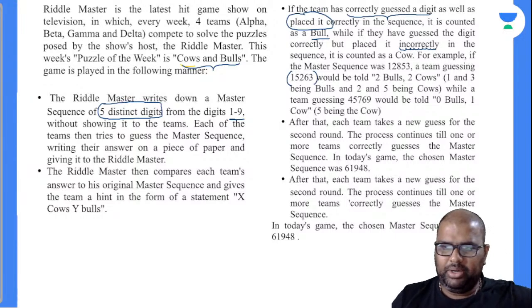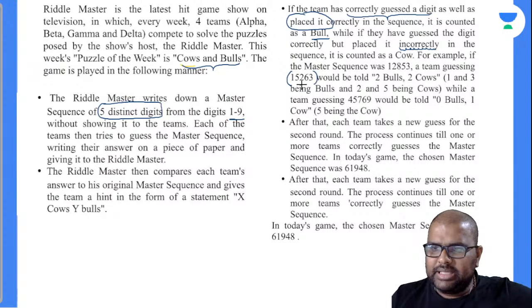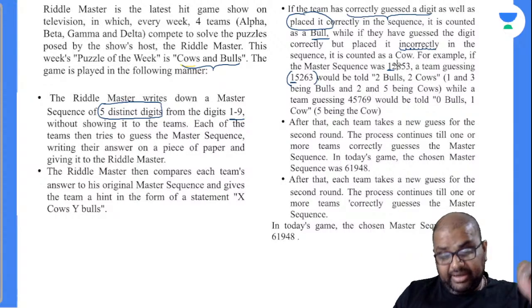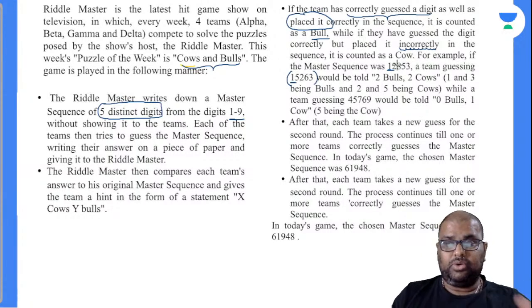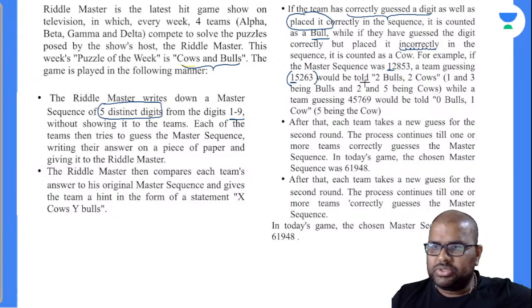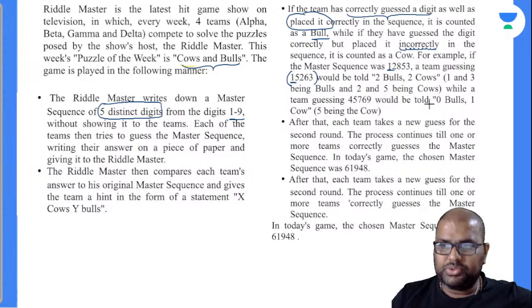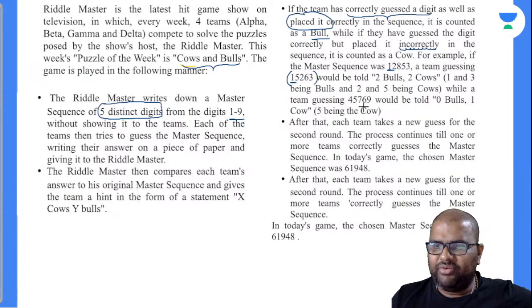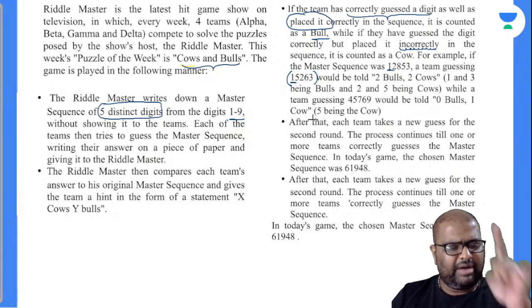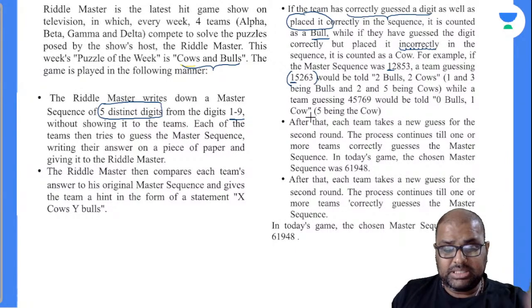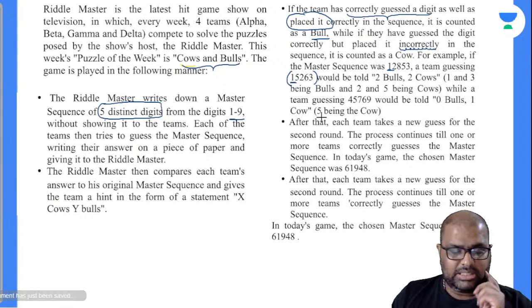So automatically 1 bull. Now again, any other way? See here, 1 is in the 10,000's place in the master sequence, and 1 is also in the 10,000's place in her guess. I have identified the digit and also its position. So that makes 2 bulls and 2 cows, with 1 and 3 being bulls and 2 and 5 being cows. I hope you get my point. While a team guessing 4, 5, 7, 6, 9 would get 0 bulls and 1 cow, because they have identified only one number and its position is not correct, so it is counted as 1 cow.